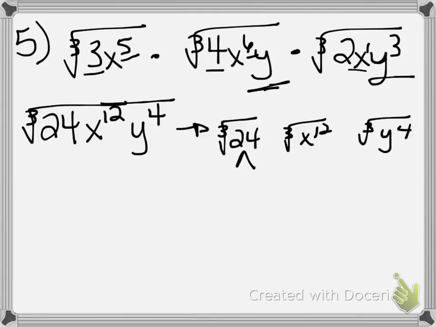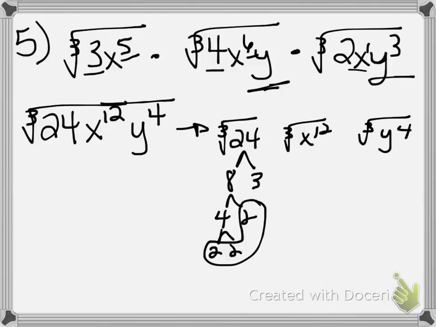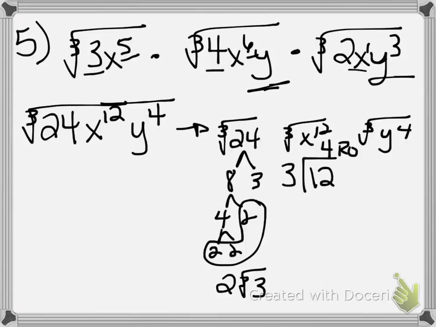So for 24, I've got 8 and 3. Here I've got 4 and 2, and then 2 and 2. And they have to be in a group of 3 because it's a cube root. So I've got 2 cube root of 3. Here I'm going to do exponent divided by root. 3 goes into 12 4 times. And then I've got a remainder of 0. So this is going to be x to the 4th. There's nothing inside the cube root.